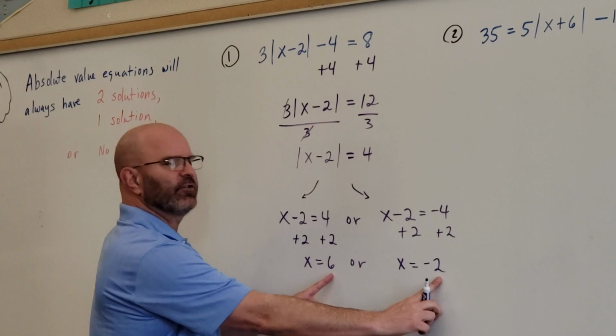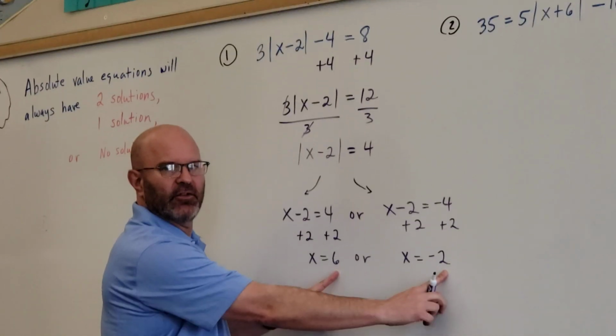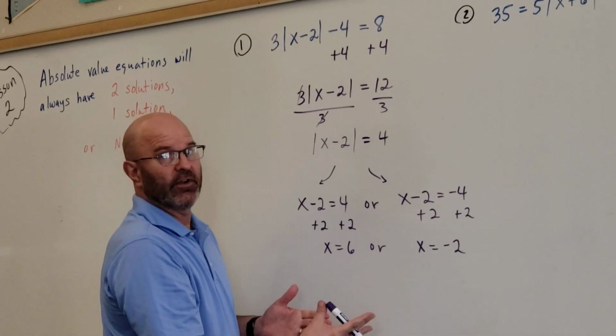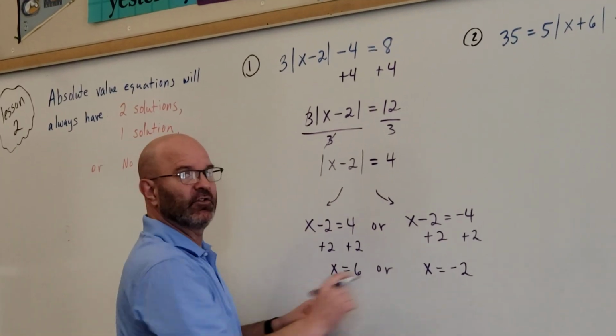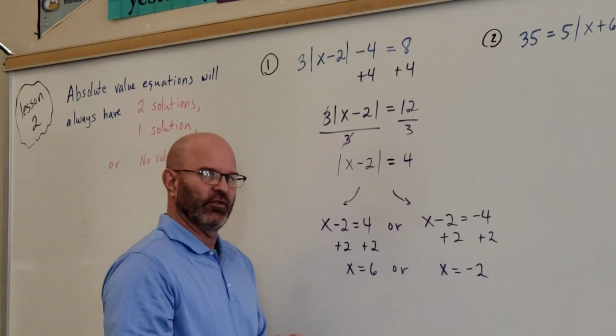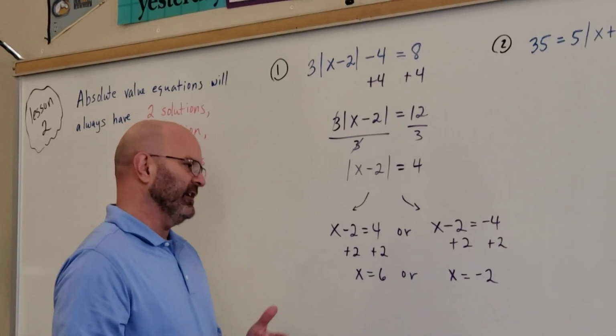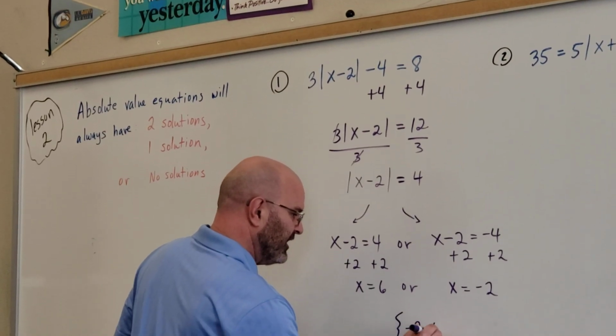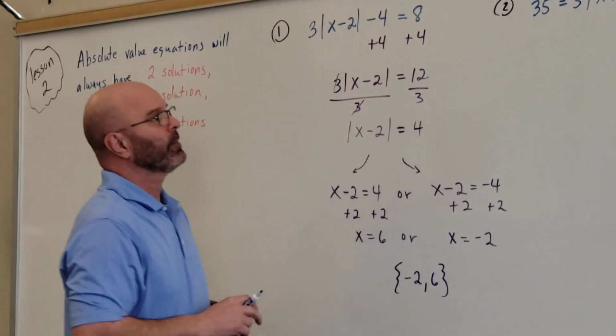Notice these 2 answers are not opposites of each other. They will only be opposites of each other in the simpler equations. You shouldn't expect these 2 answers to be plus or minus 6 or plus or minus 2. That only happens on the easiest problems. Here, our 2 answers are negative 2 and positive 6.